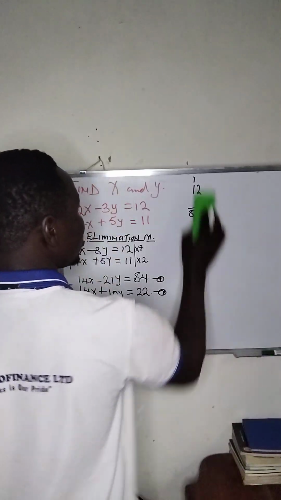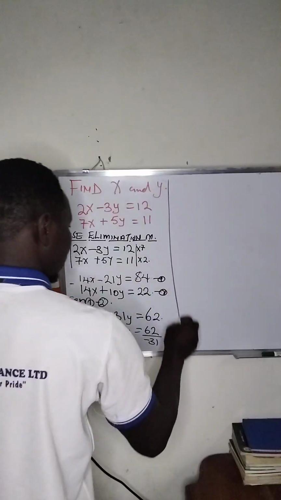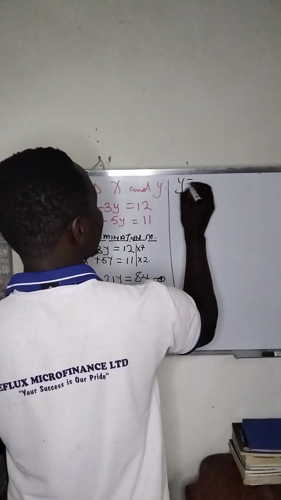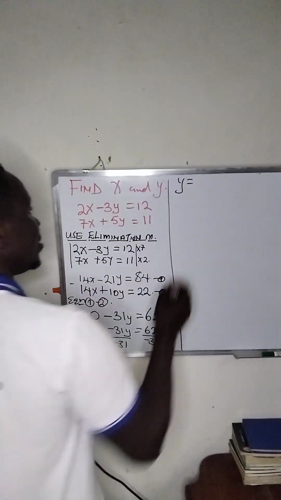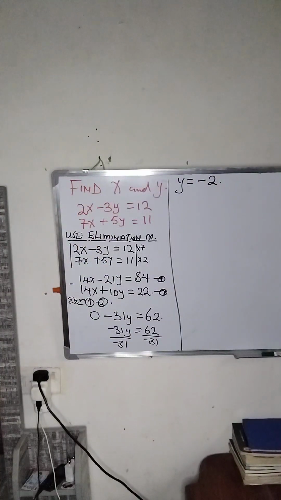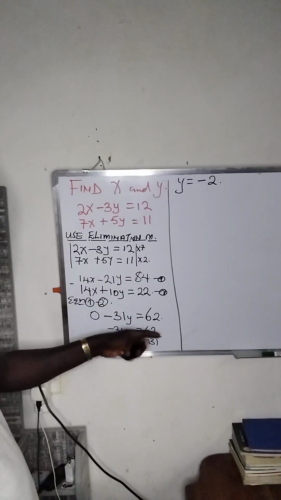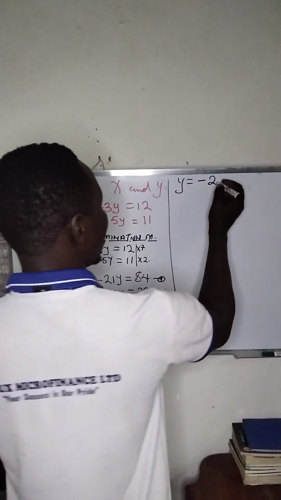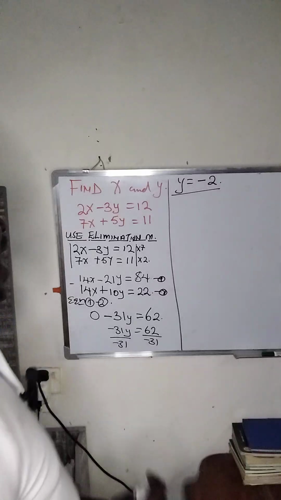It means now, as we proceed, our value of y is already known. Our value of y here is a negative 2. Are you seeing that one? That is a negative 2, because now 31 by 31 it will be 1, and 62 by 31 it will be 2. Are you together? Now this is the first value of y.